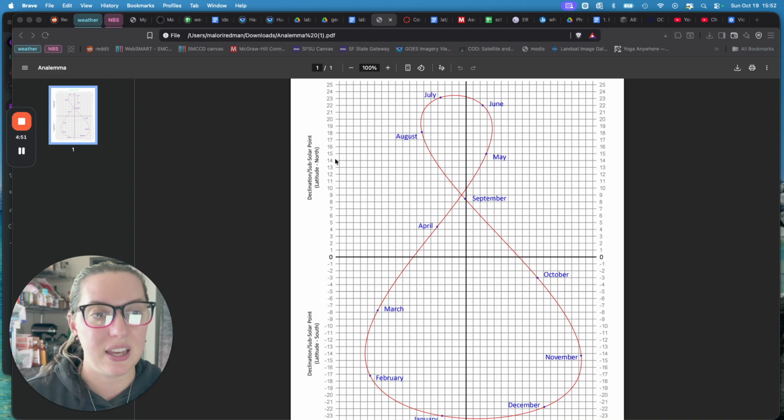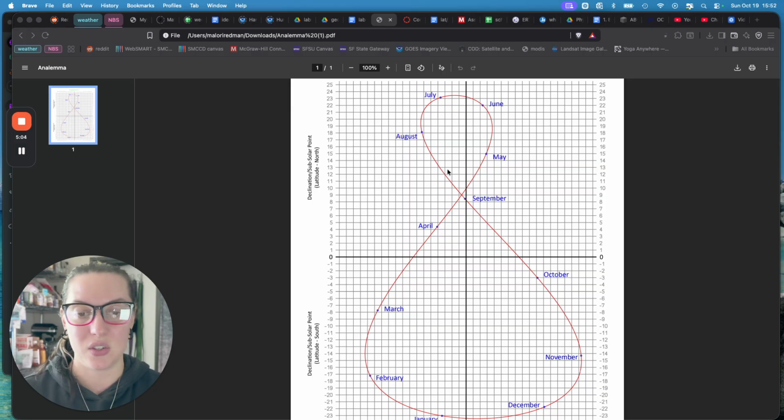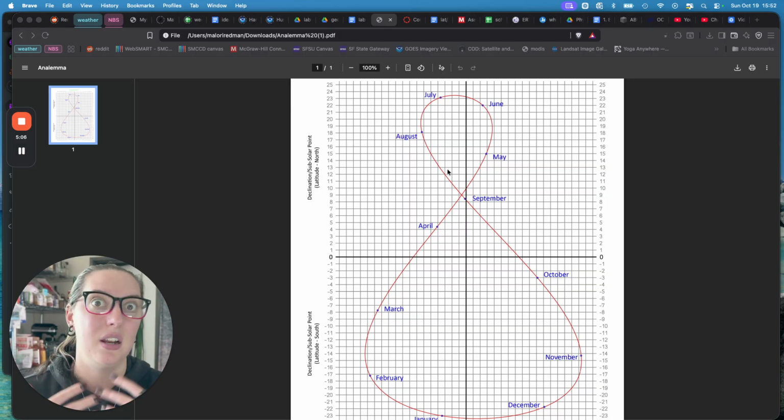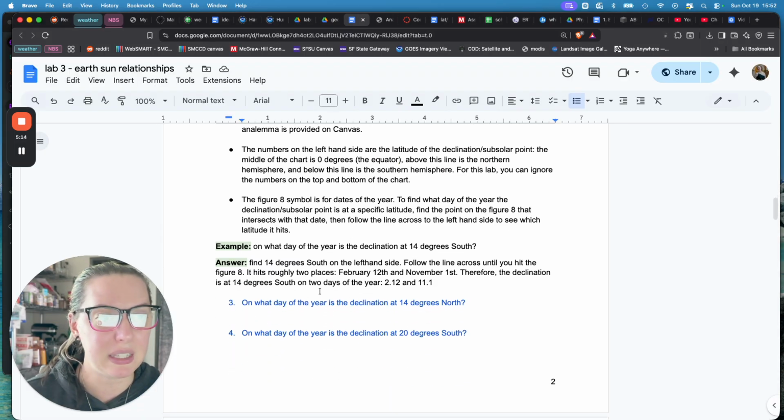So if we are given a particular declination or a particular latitude, and we follow that latitude all the way across, then that will give us two specific dates. And so that will give us essentially the declination date or subpolar point date for that particular latitude. And so I give you an example in the lab itself.